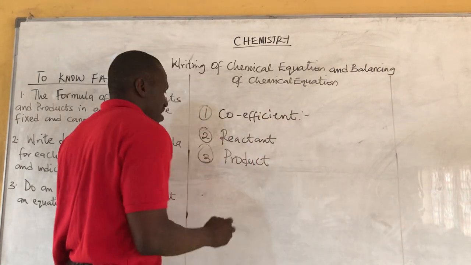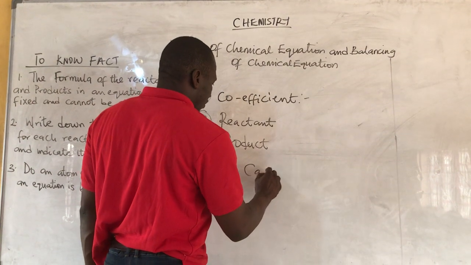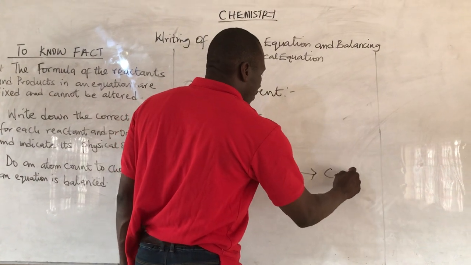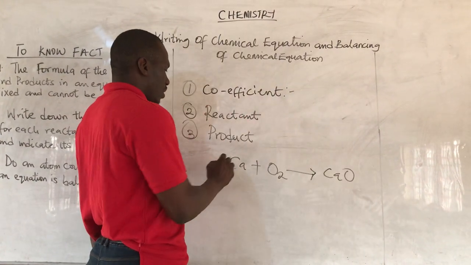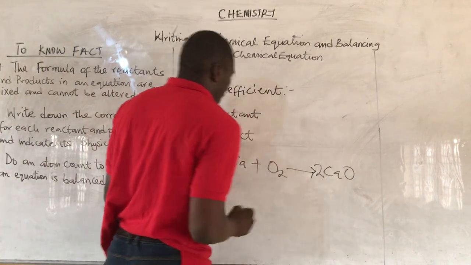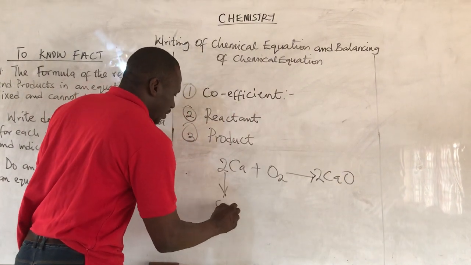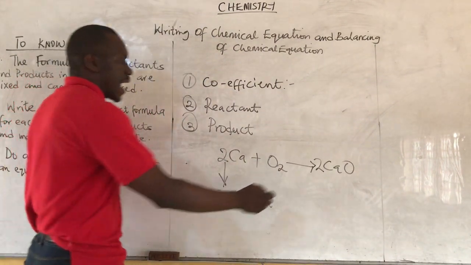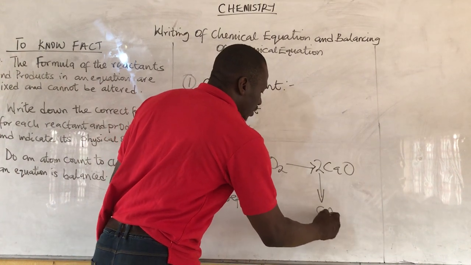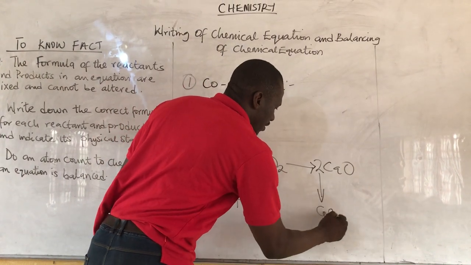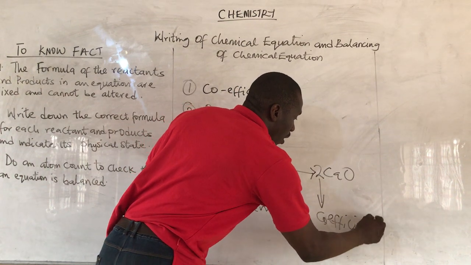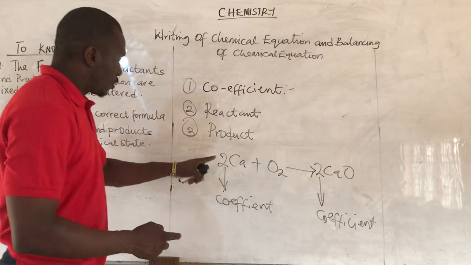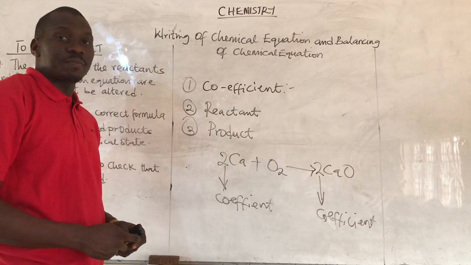For example, if calcium is reacting with oxygen to give us calcium oxide as it stands, two here is the coefficient of this calcium. And two here is the coefficient of the product formed, the calcium oxide product formed. Two in front is the coefficient there.